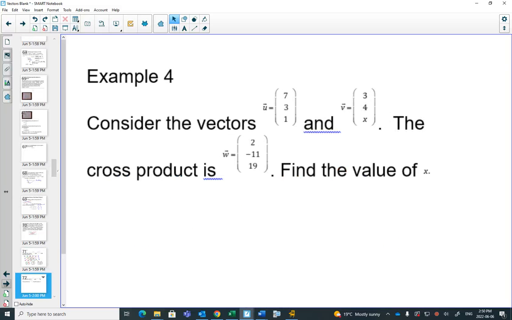Now, the nice thing about this is now we can find the cross product easily without having to know the angle. And now you could find the area of a parallelogram without having to know the angle. There's a lot of very nice applications of this. So here's two vectors, u and v, and the cross product of u times v. So u times v happens to equal w. Find the value of x.